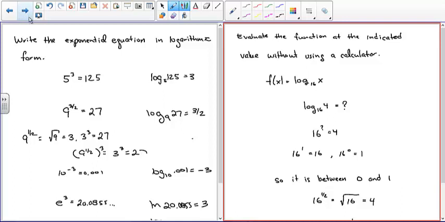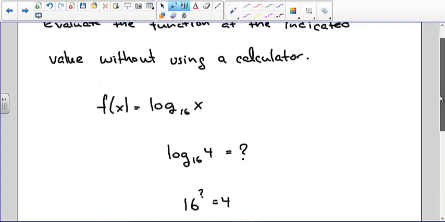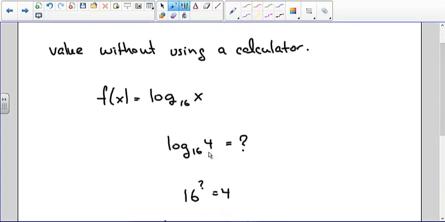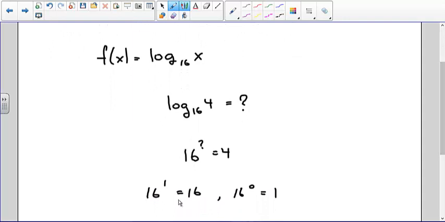And sometimes they ask you to evaluate logarithmic expressions without using the calculator. But even using the calculator, this is not easy. That's probably one reason they do it, instead of having to use your calculator and change base formulas. So the way you do this is you ask the question, what do I raise 16 to get 4?